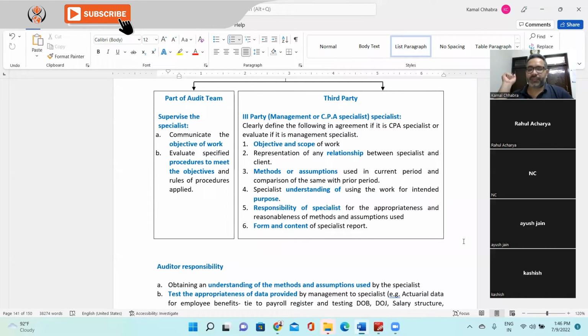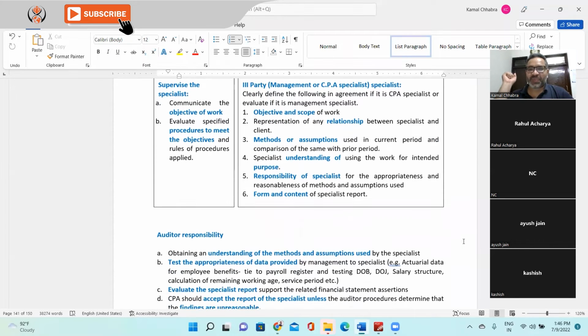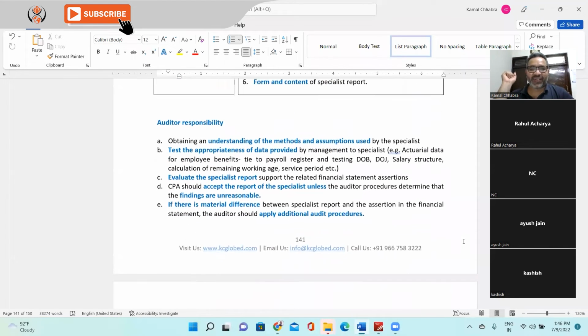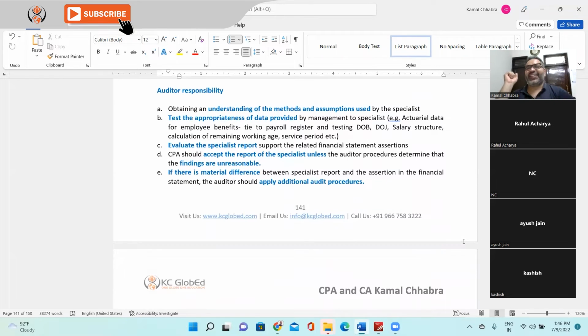So far so good? Yes. Getting into audit? Yes, sir. We are in audit. This was not so easy as I was expecting. Now I can feel it.